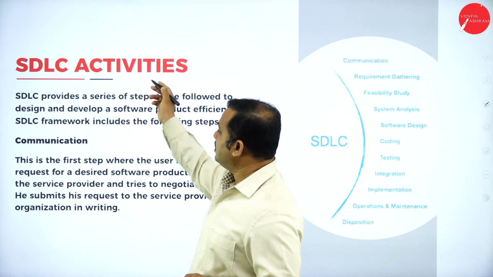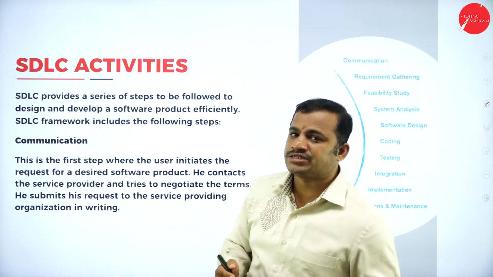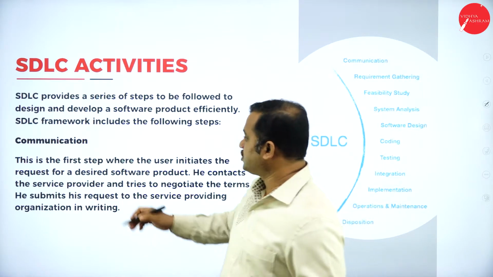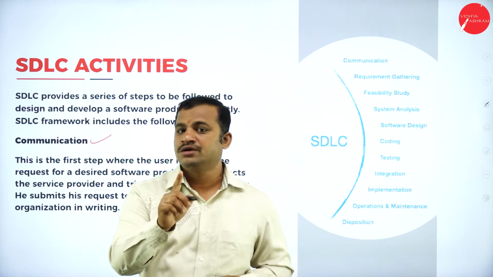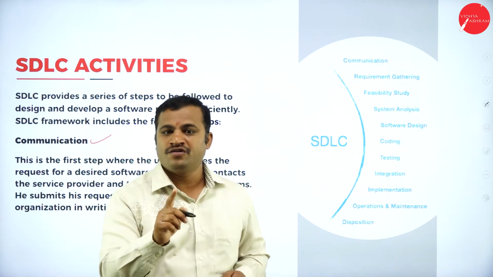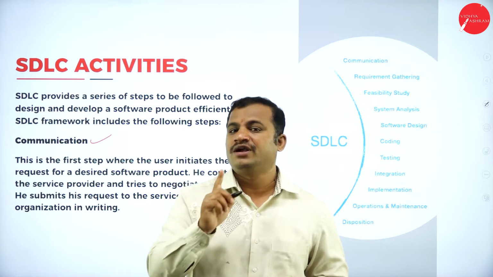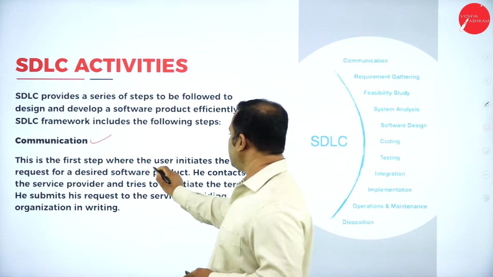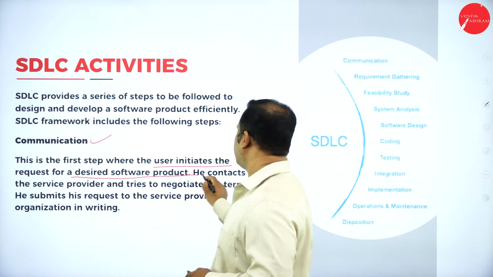Next, here are the SDLC activities. Which are the different types of activities that are going to be conducted by the software developers? First one is communication. Communication is the first process of collecting the information in the software development lifecycle, wherein the user initiates the request for a desired software product.